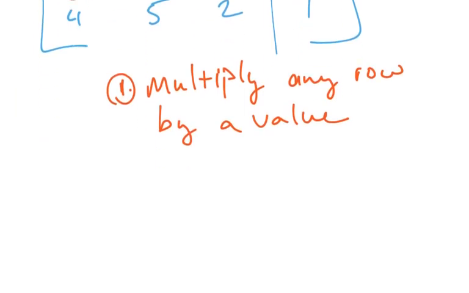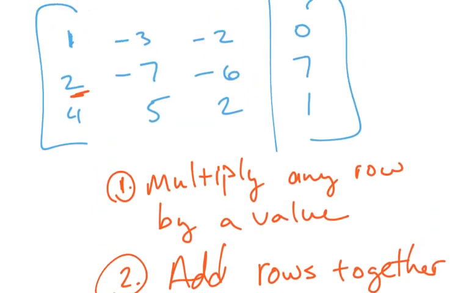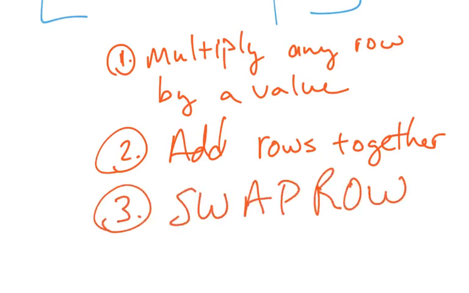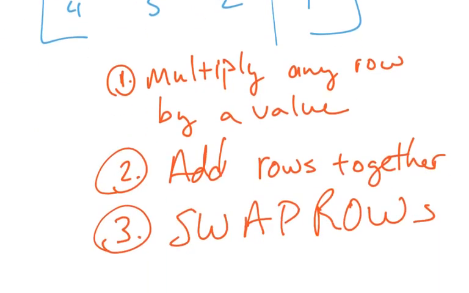The second thing you're allowed to do with matrices is you can add matrices. I'm sorry, you can add rows together. So I can add the first row with the second row and get a new value. The third rule is that you can swap rows. So if I want to, I could interchange row 1 with row 2, for example. So these are the 3 rules we can use to solve this.